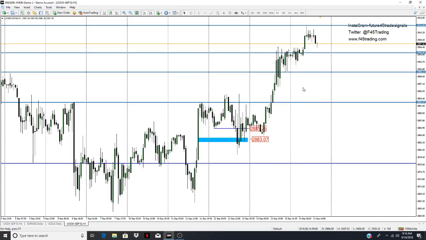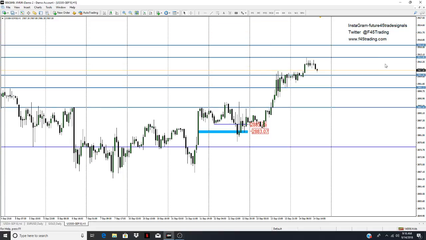But if we start breaking down below this consolidation and we're below 2900, we'll be coming probably back down to the 2892 level. So you look for that. Upside objective today would be back up to the highs at 2912 and then 2917.